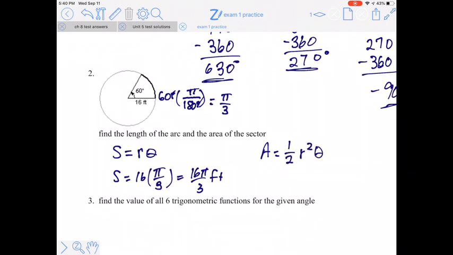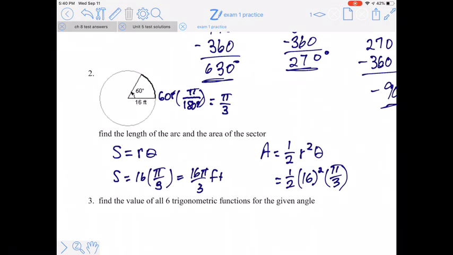So we have a formula there for the area of a sector: 1/2 r squared theta. We already have theta, pi thirds. We already have radius 16. So this is really nothing more than filling in a formula. 1/2 times 16 squared times pi thirds.